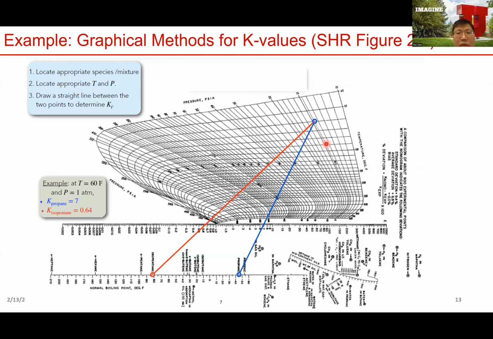Then we find out the propane on the normal boiling temperature axis, which is here. So hold on for a sec. My computer just jammed.